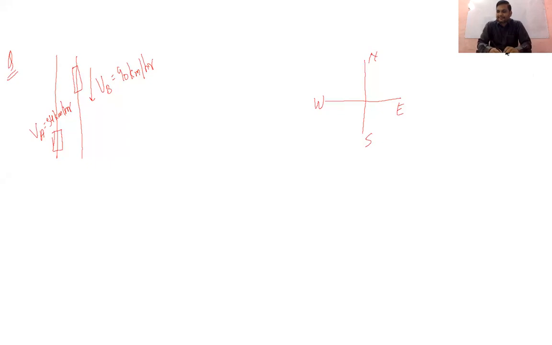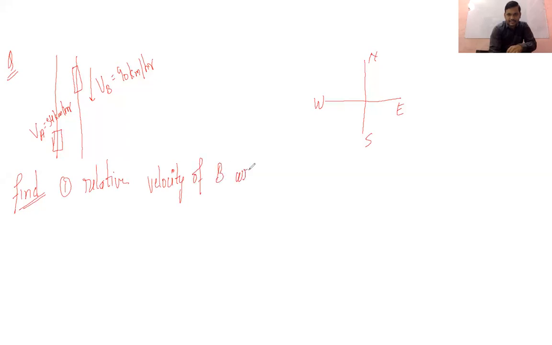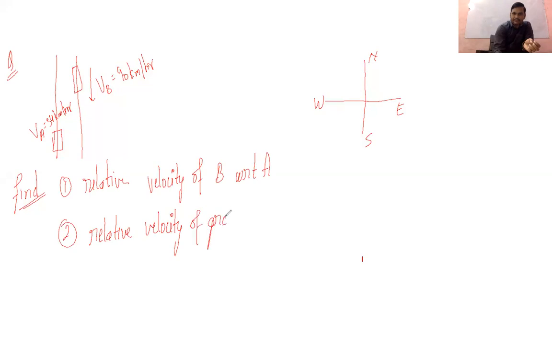Now the question is: find the relative velocity of B with respect to A. First is the relative velocity of B with respect to A. Second case, relative velocity of ground with respect to B.